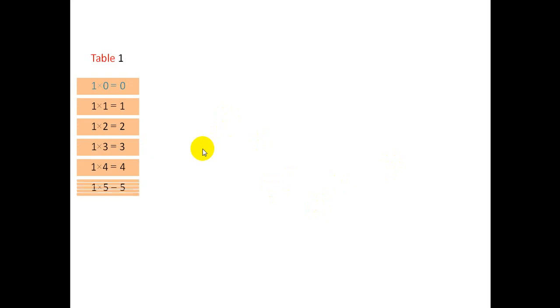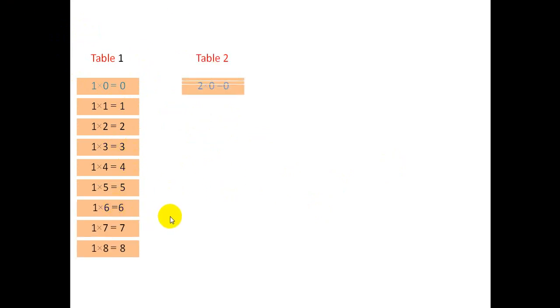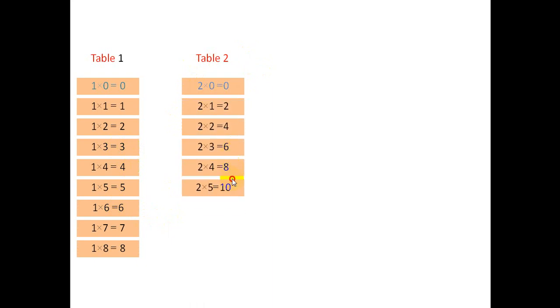Okay, we know that 1 times 0 equals 0, 1 times 1 equals 1, 1 times 2 equals 2, 1 times 3 equals 3, and so on. Okay, and after it, I will jump to table 2. If I have 2 times 0, it's equal 0. 2 times 1 equals 2, 2 times 2 equals 4, and so on. And after it, I will jump to table 5.